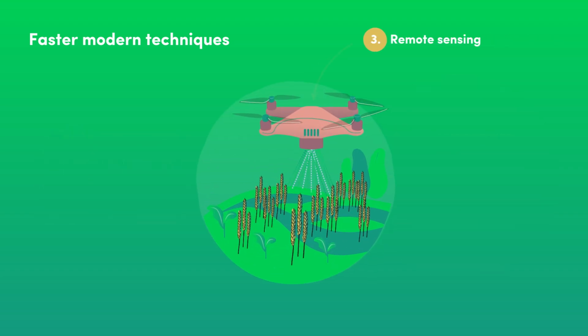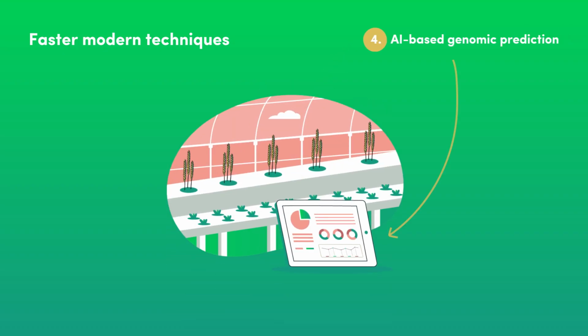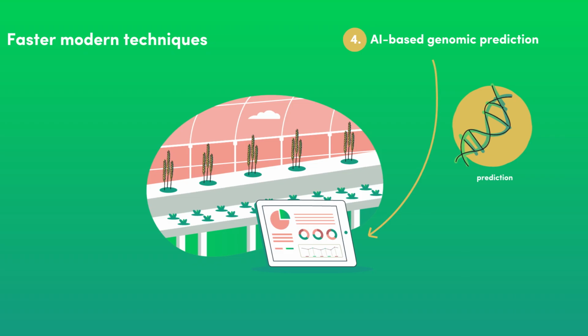Remote sensing enables large-scale monitoring of plant growth and conditions. AI-based genomic prediction, using genotypic profiles, allows virtual selection of parents and even progenies. Since breeding takes place over many generations, these methods shorten the process and increase efficiency.